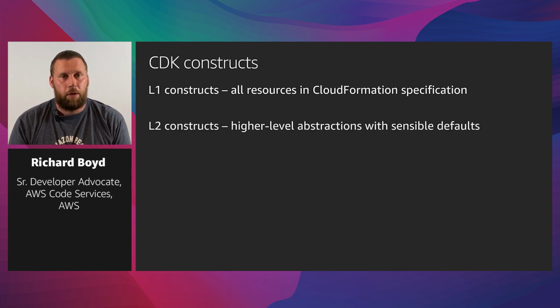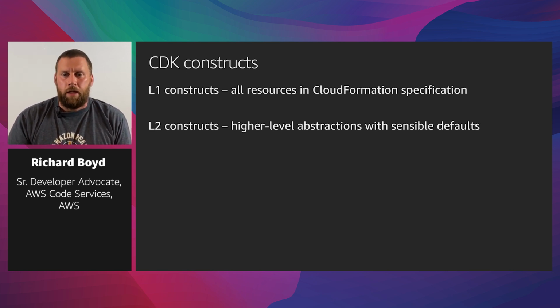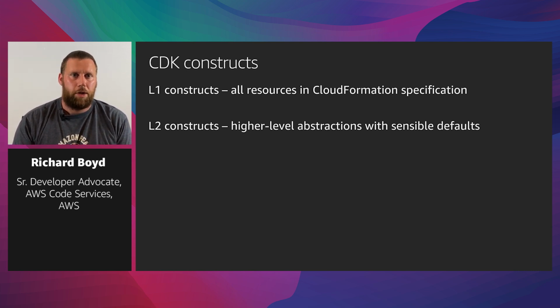Next, on top of that, we've got what are called L2 constructs. These are the L1 constructs, but with many default values supplied, what we think are sensible defaults. So in the case of the VPC, there are many options you have to select, like 50 or 60 choices that you have to make when you're building this.